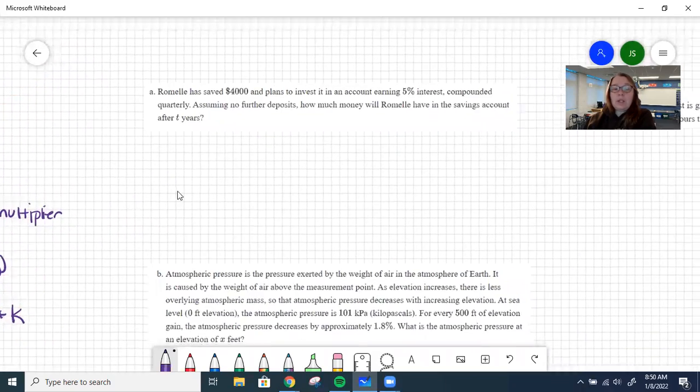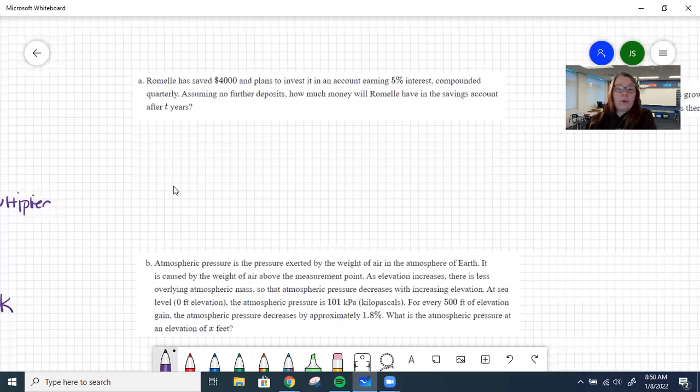All right, so let's look at this first one. These first few are from 5.1. All right, so Ramel has saved $4,000 and plans to invest in an account earning 5% interest compounded quarterly. Assuming no further deposits, how much money will Ramel have in the savings account after 2 years?